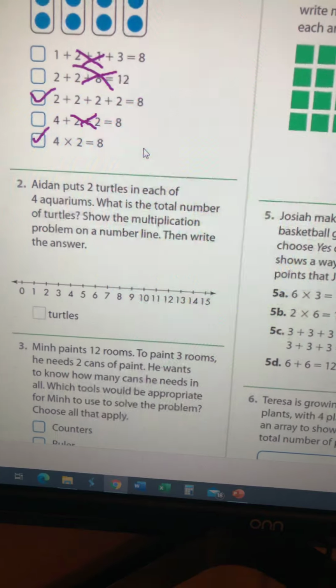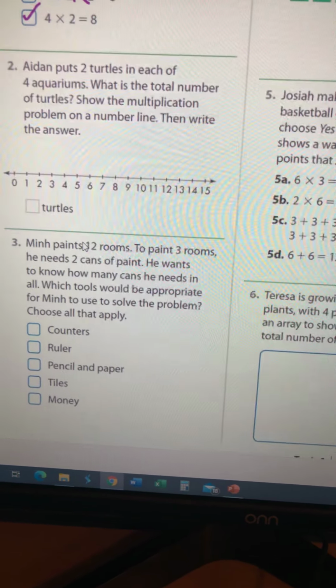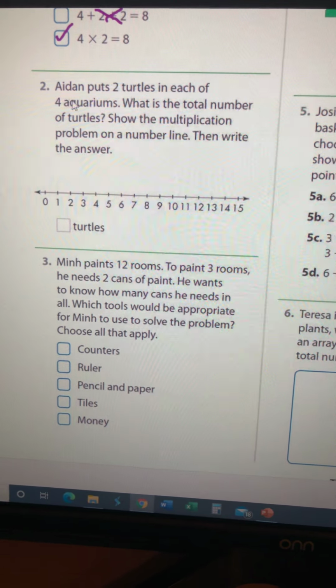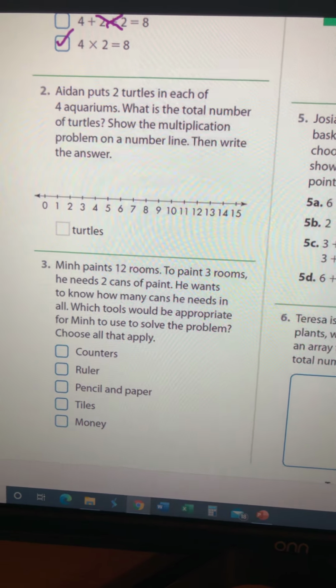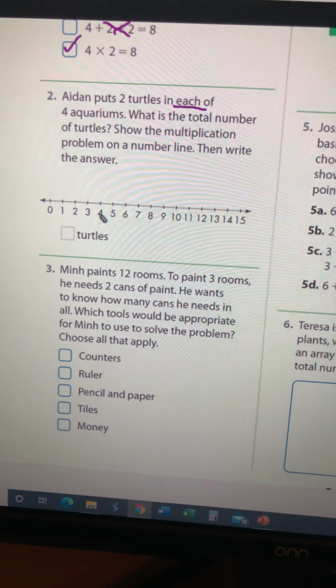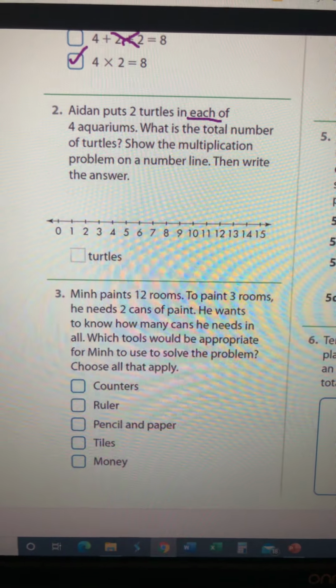Okay, so we're moving down to number 2, and I gotta bring my little toolbar with me. All right, so Aiden puts 2 turtles in each of 4 aquariums. Whenever you see the word each, that is going to mean multiply. Now, we did learn how to hop on a number line, okay?